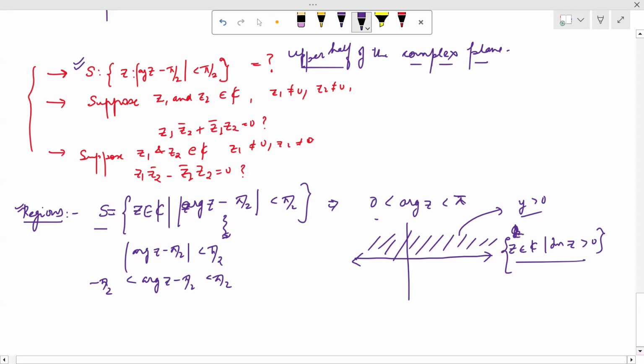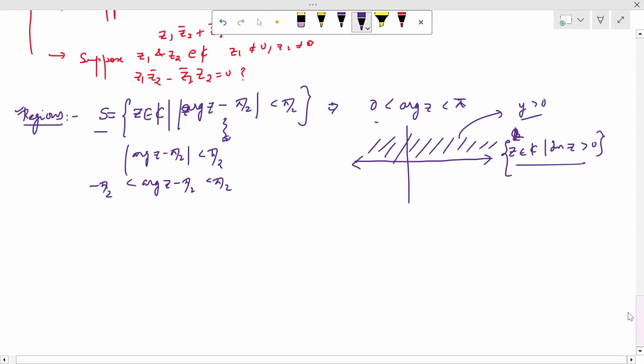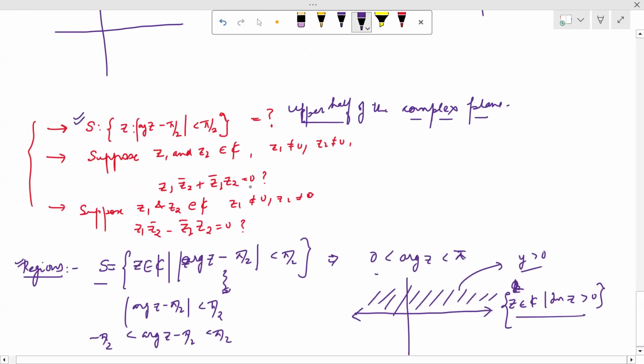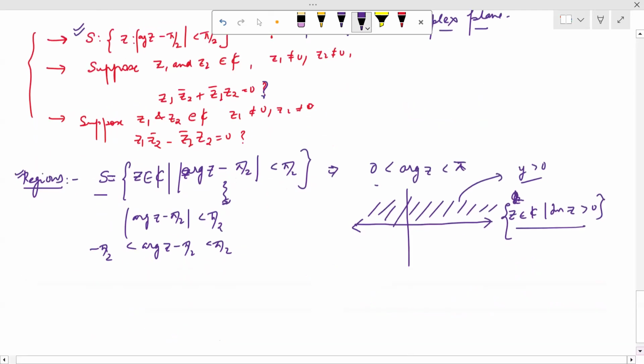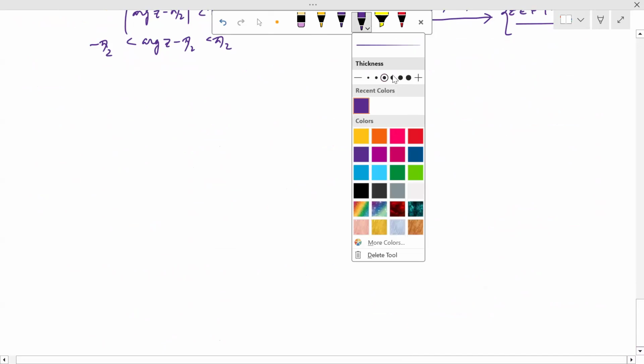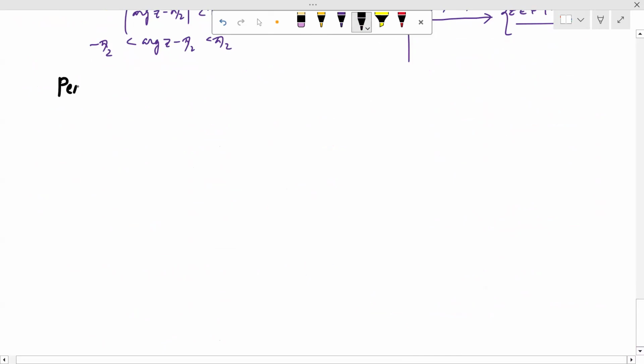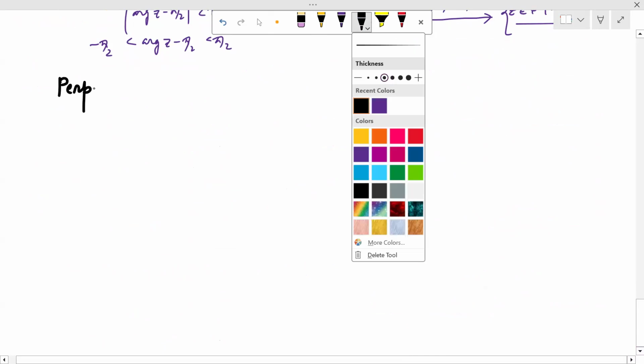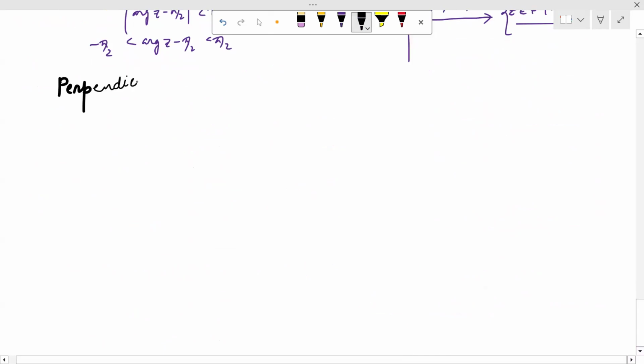Now let us move to a few more questions that I gave you. In the previous lecture, I also told you that if Z1 and Z2 are two non-zero complex numbers, then the condition Z1 Z2 bar plus Z1 bar Z2 equal to 0, what does this condition imply? I'm giving a title to this condition: it gives you the condition for perpendicularity.